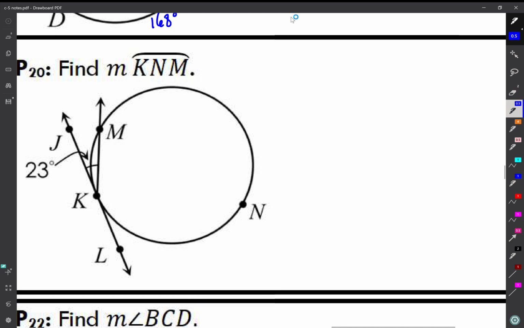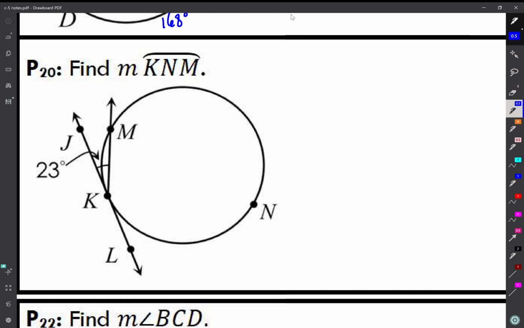Next, number 20, find the measure of arc KNM. We're given the angle for this one. Let's find the arc of it. So 23 times 2 is 46 degrees. So arc KM is 46 degrees.